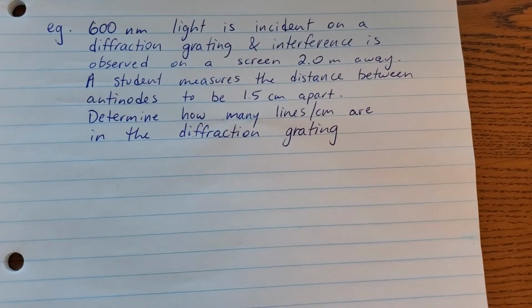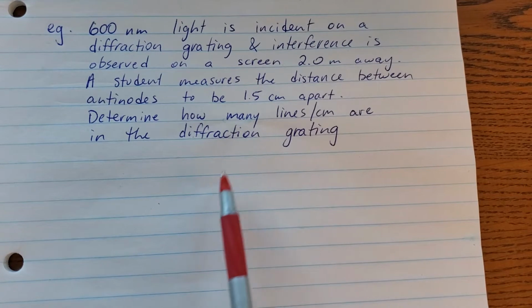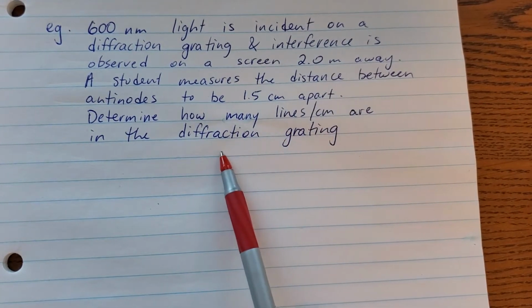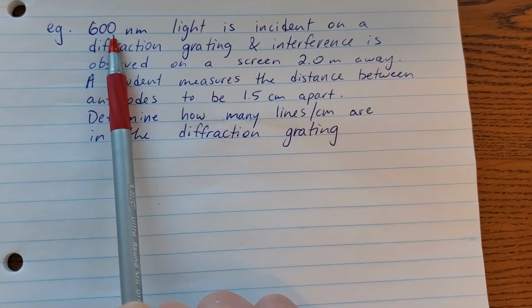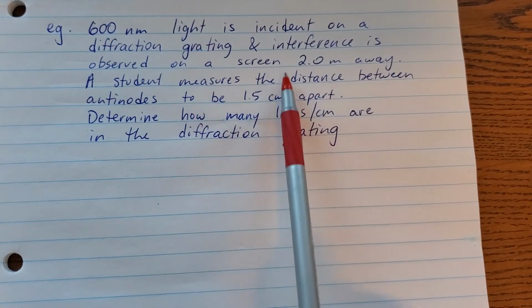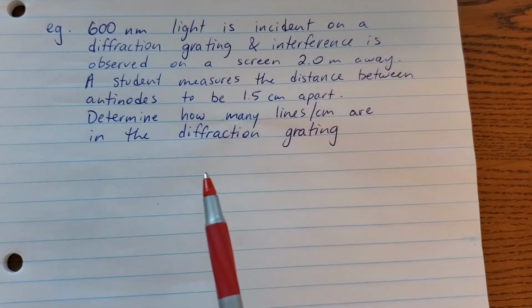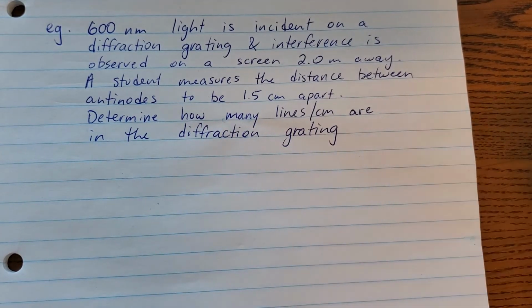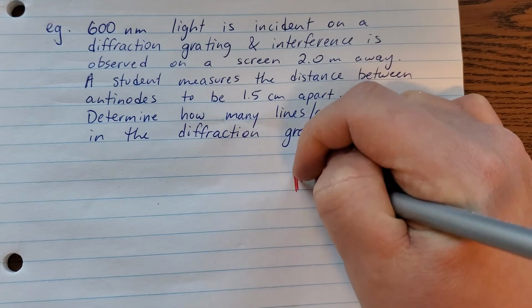Hi, Physics 30. I'm going to run through a diffraction example here. This is a good example because we're actually going to ask how many lines per centimeter are in a diffraction grating. All right, so I've got 600 nanometer light, the screen's 2 meters away, and the distance between antinodes is 1.5 centimeters. I'll deal with that first.